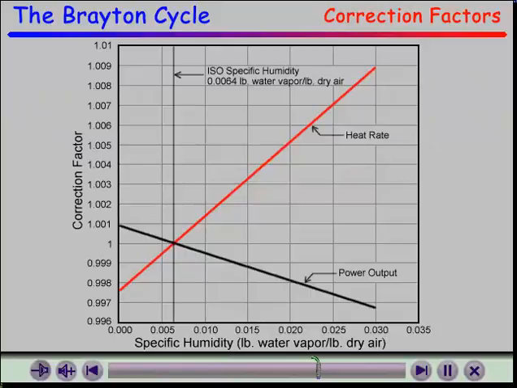The specific humidity correction factor can be determined from a chart similar to this one. Here the standard was 60% relative humidity at 59 degrees. This corresponds to a specific humidity of 0.0064 pounds of water vapor per pound of dry air. In this example, higher humidity results in lower power output and a greater heat rate because the air is less dense.